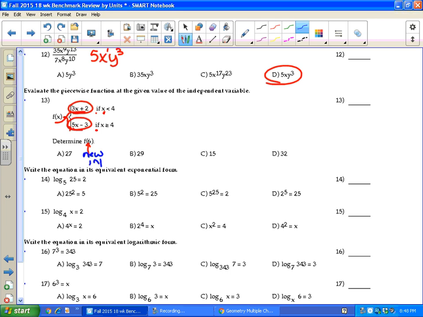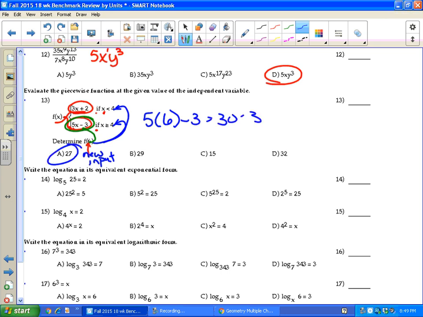So what you got to do is look and see what your input is. So this is my new input. And you ask yourself, is 6 less than 4? Or is it greater than or equal to 4? Well, it's greater than or equal to 4. So I'm going to end up using this piece. Okay, it falls right here. So only one piece is ever used. So I'm going to put the 6 into the second piece of the piecewise function, 30 minus 3, which is 27.